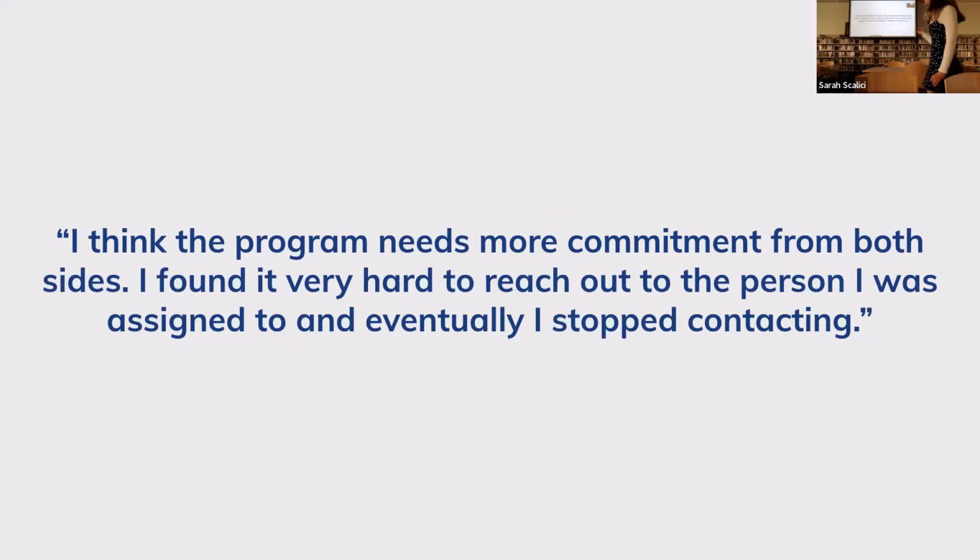And then these are some criticisms that I completely agree with. So this person said, I think the program needs more commitment from both sides. I found it very hard to reach out to the person I was assigned to, and eventually I stopped contacting. I had a similar experience, even though I did eventually have 3 successful tutoring experiences. There were multiple people who I reached out to and just never heard back from, and I would send follow-up after follow-up, and eventually you kind of have to give up. If they don't really want that support, you can't really force it on them.